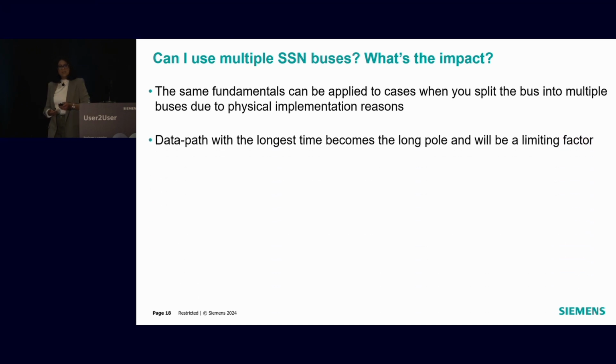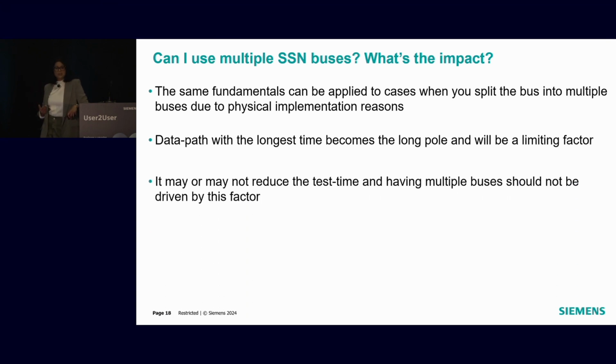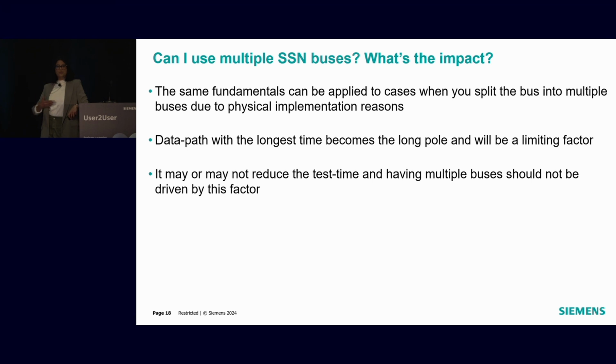So having multiple SSN buses, if you apply the same fundamentals that I talked about, cannot be driven by the factor of I will reduce test time if I throw more buses into the mix. No, the same equations will come into play. Having multiple SSN buses can be driven by physical implementation needs, but if you keep in mind the wisdom of the magic that the tool does with the math, you will still be able to exploit SSN to get its most optimal results.